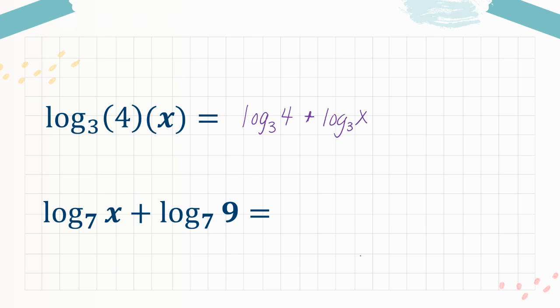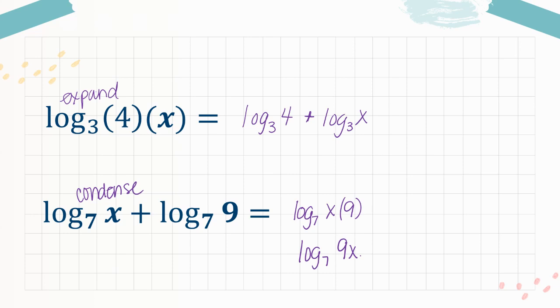Now in the second one, we are going to condense this. This is written as addition. We're going to use our log property to go backwards and rewrite it as multiplication. So this would be log base 7 of x times 9. We could also write log 7 of 9x. That would be acceptable as well. Either order doesn't really matter. So first we are expanding. So we expanded this one by rewriting multiplication as addition, and then we condensed by rewriting addition as multiplication.